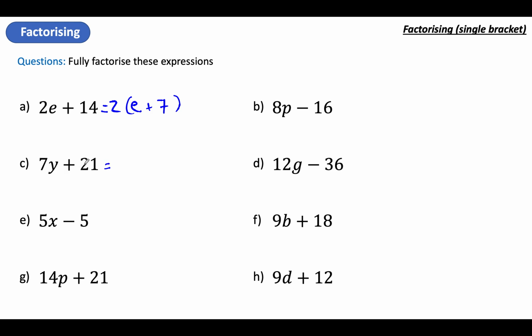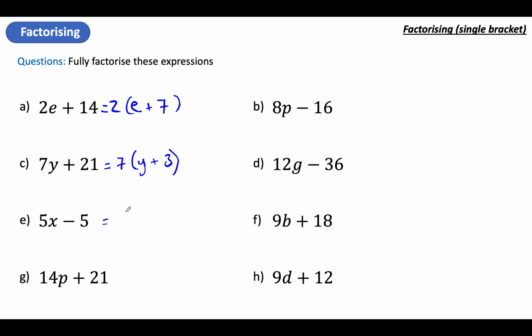Next, what divides 7 and 21? That would be 7 itself. Now I need to make 7y, so that 7 needs to be times by y. And I then need to make 21. So 7 times 3 makes 21. Again, if you're not sure, expand the bracket. Would I get this? Yes, I would.